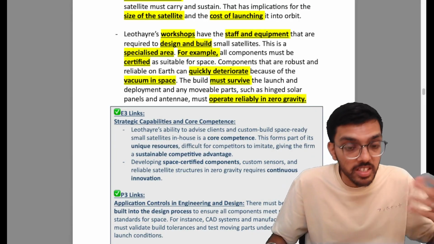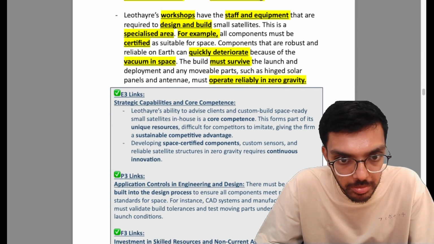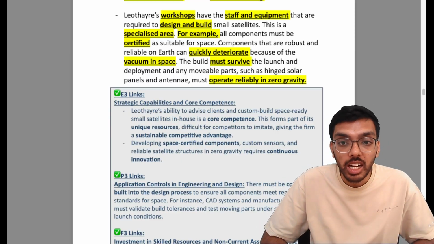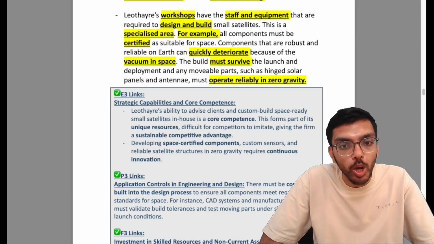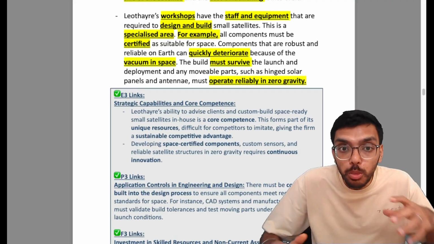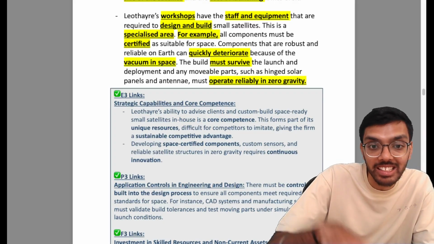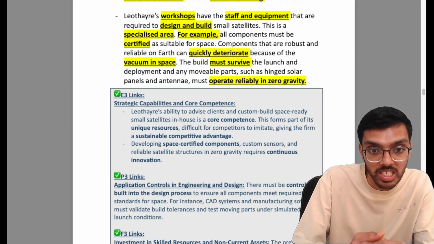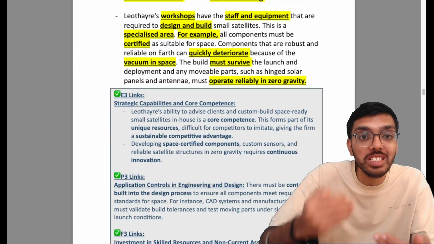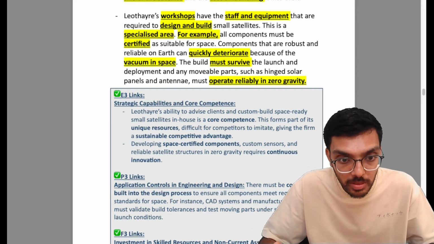Because we're having this discussion, it will be important for us to speak about core competency. Now, Leothayre's ability to advise our clients and custom build space-ready small satellites in-house is your core competency. What are you best at? Advising clients, then making the satellites. These are your core competencies. These are your unique resources. You need to make sure that you stay ahead on these. You need to make sure that you keep developing these.